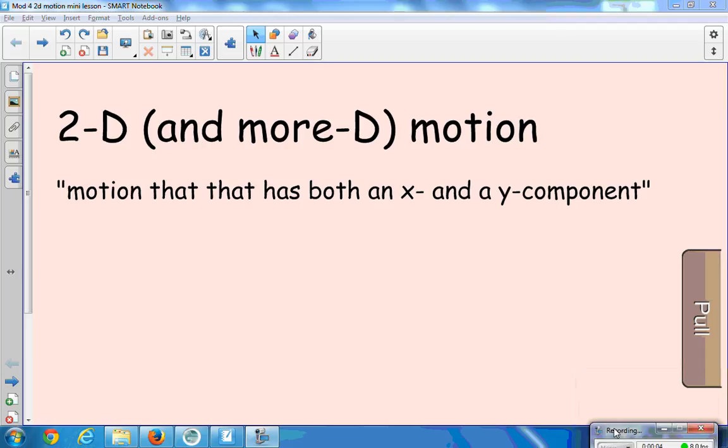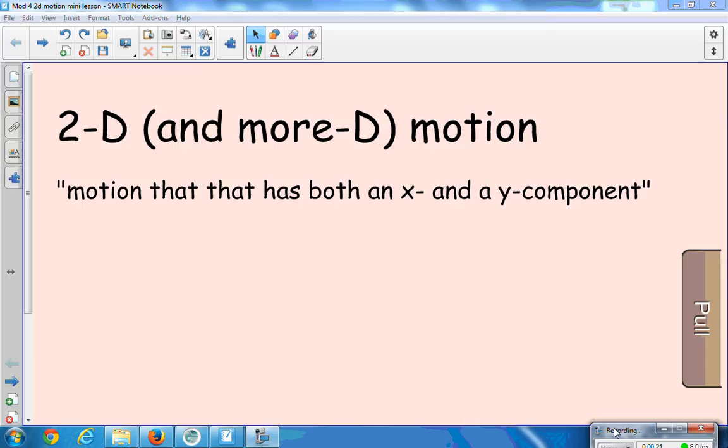Welcome to Unit 4, 2D and more D motion. All this really refers to is motion that has both an X and a Y component. If we're talking about two dimensions, 2D. More D, we'd have Z, and we can get crazy mathematical higher dimensions, but let's keep it simple. We'll stick with 2D.